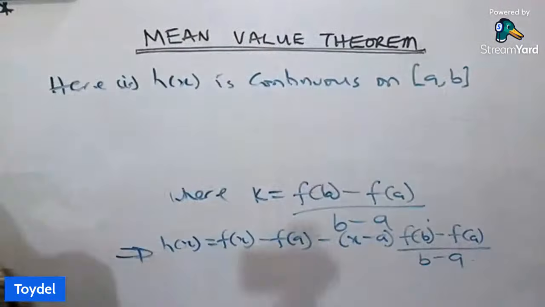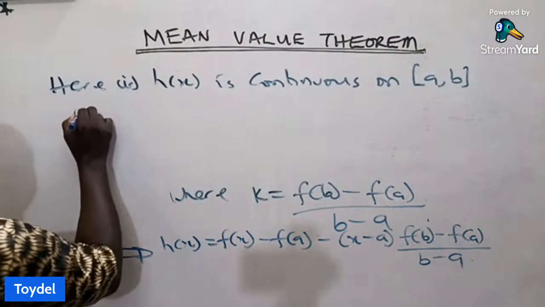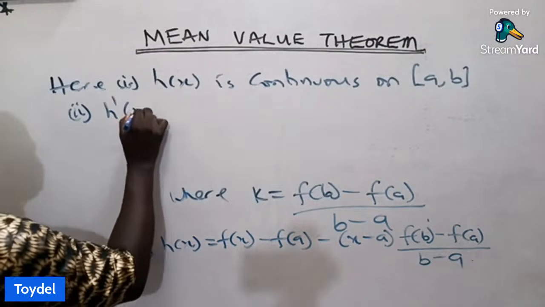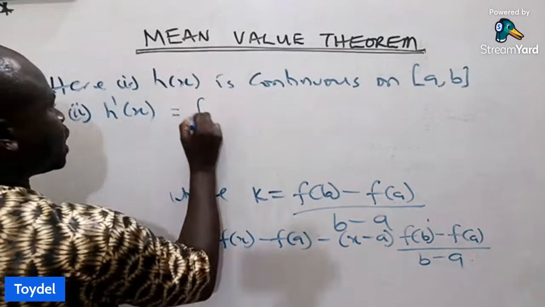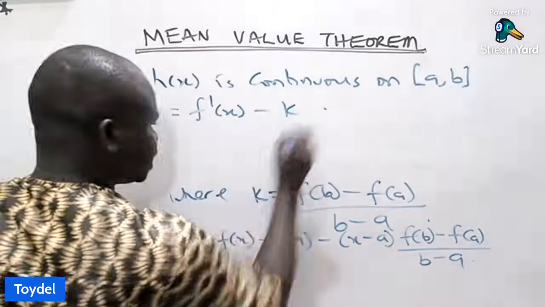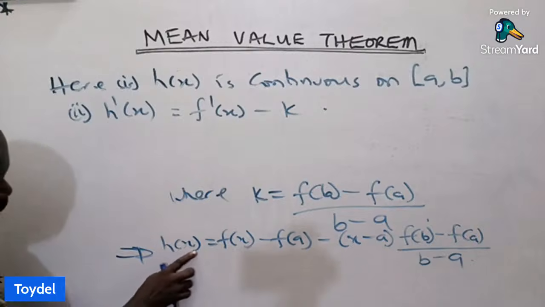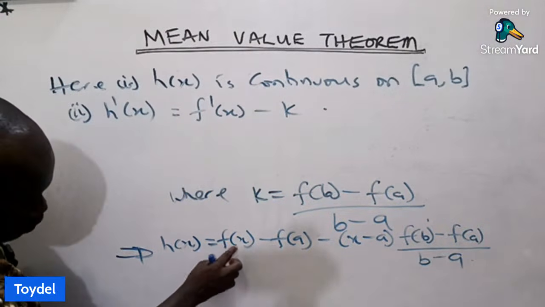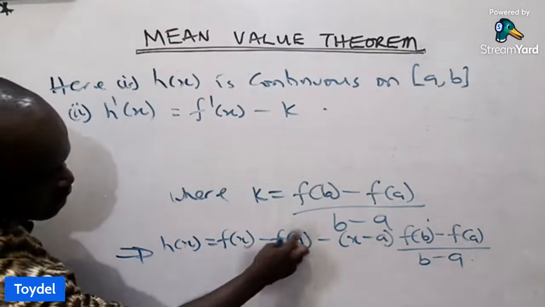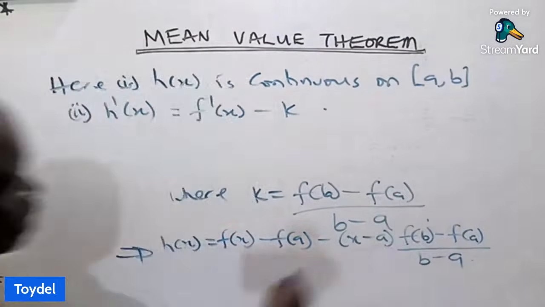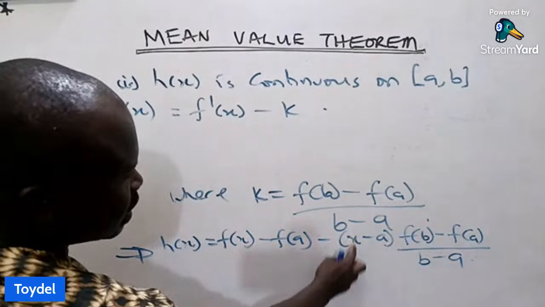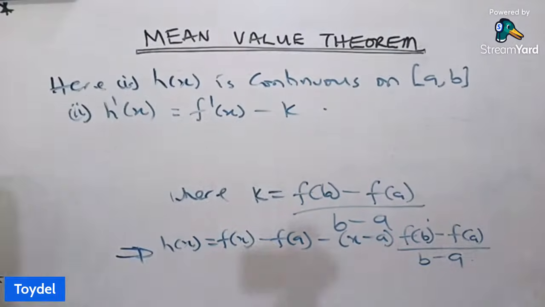This is the closed interval [a, b]. Then Roman figure 2. h prime of x, that is the derivative of this auxiliary function, will be equal to f prime of x minus k. That is, when we differentiate h of x, f is a function so we get f prime, then this one is viewed as a constant. Then when we differentiate this x here, we are going to have k, which is the same thing as what we have there.